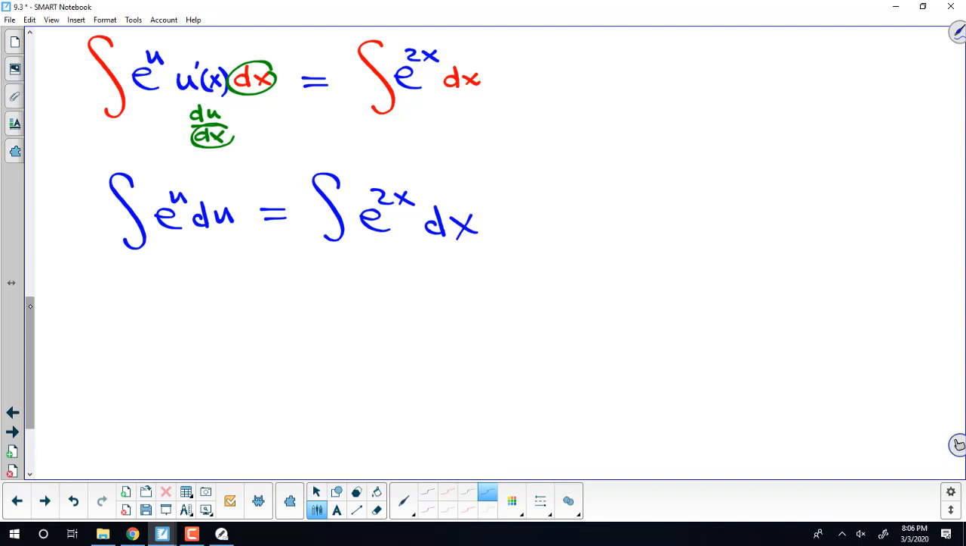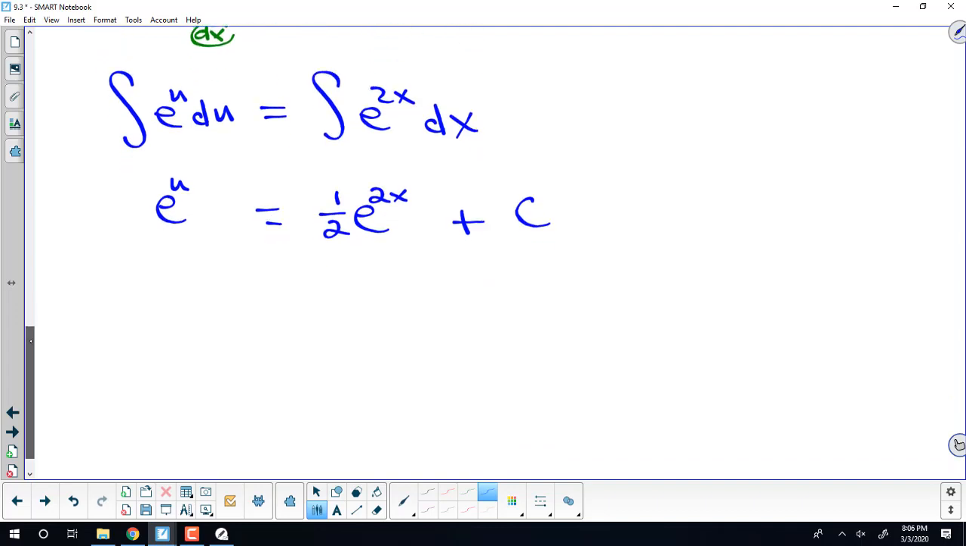So both of these get constants when we find the antiderivative. We're just going to put the constant with the other variable, because we're trying to solve for u. We're trying to figure out what the function of u is, and we'll just put the constants together. This side is e to the u. This side is e to the 2x over 2. And so we have a constant here, we have a constant over here, we put those constants together, you get another constant. So 1/2 e to the 2x plus c is what e to the u is.